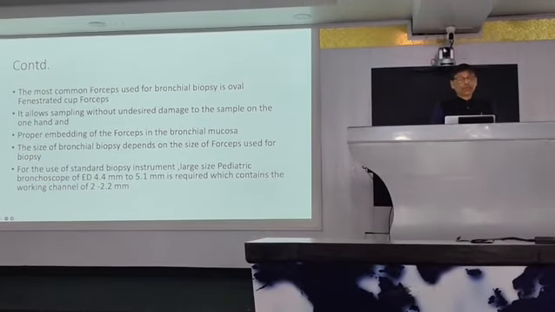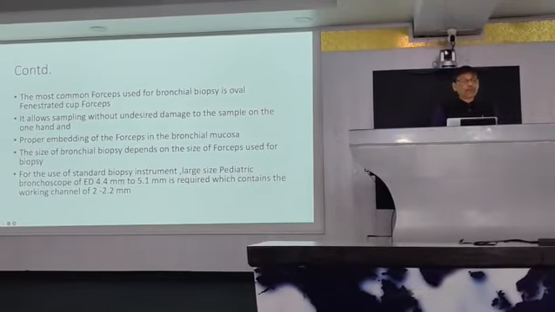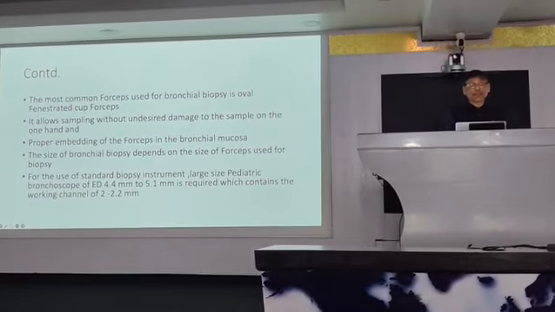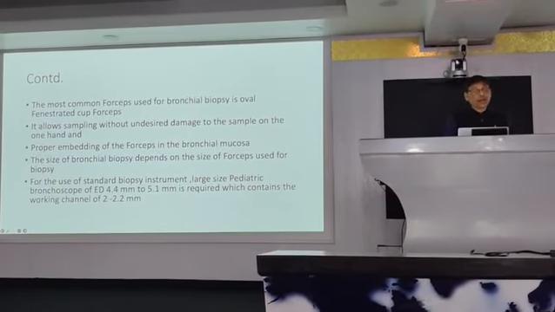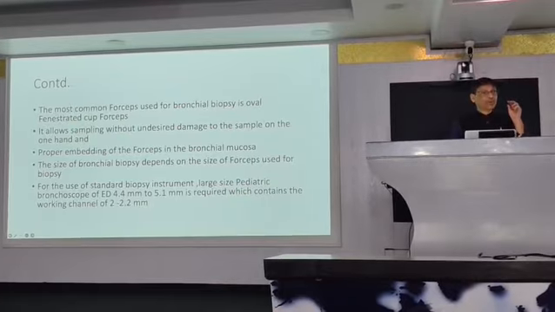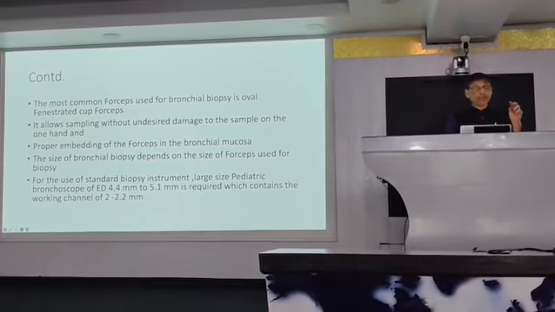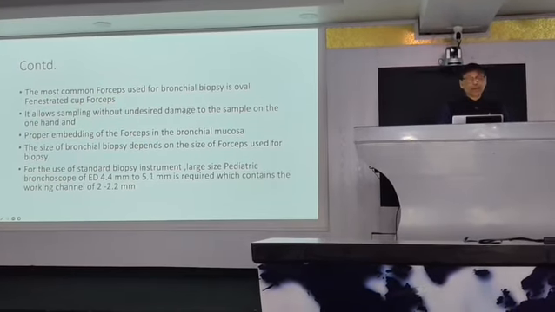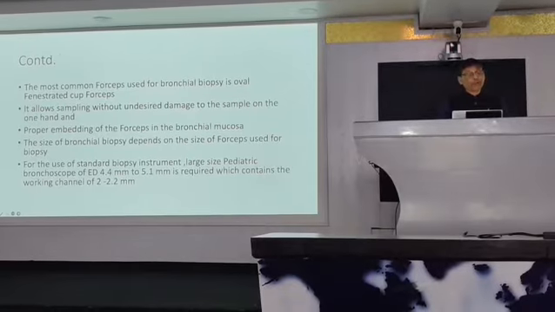The most common forceps used for bronchial biopsy is oval fenestrated cup forceps. It allows sampling without undesired damage to the sample on the one hand and proper embedding of the forceps in the bronchial mucosa. We can embed properly in the bronchial mucosa with this type of biopsy forceps. The size of bronchial biopsy depends on the size of forceps used for biopsy.